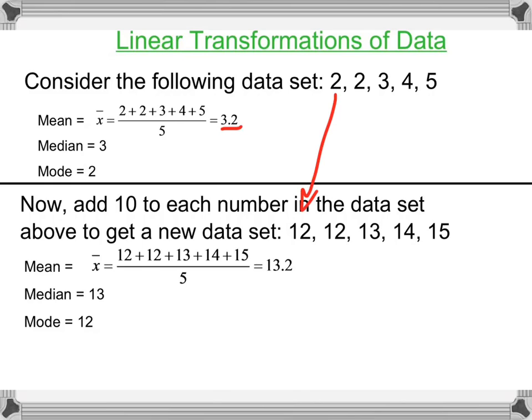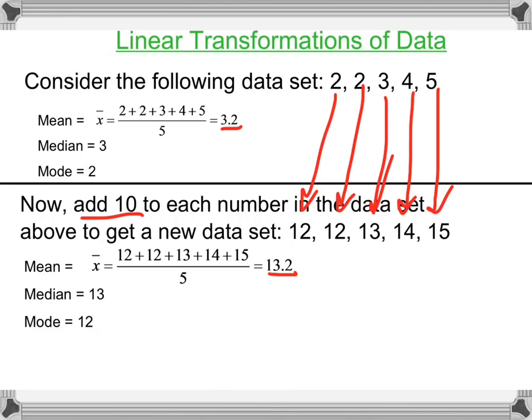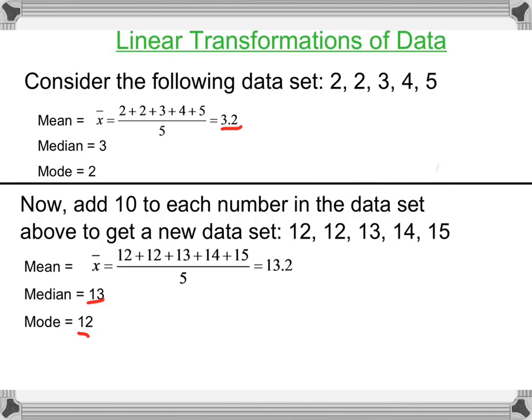So 2 becomes 12, 2 becomes 12, 3 becomes 13, 4 becomes 14, and 5 becomes 15. So I've taken the old data set and I've just added 10 to each one of them. When I get the mean, I get 13.2, the median is 13, and the mode is 12. Look at the relationship between these three measures of central tendency for these two sets of data.